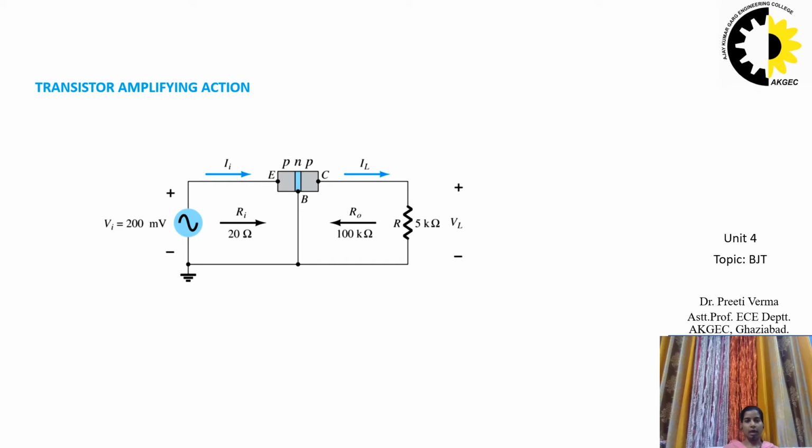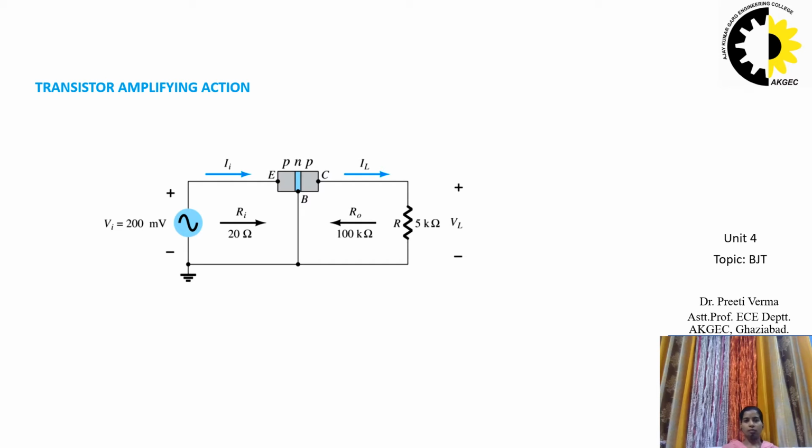Using a common value of 20 ohm for input resistance, we find that the current is the ratio of V by R. So input current will be V input by R input. V input we have 200 millivolts and R input is 20 ohm. So we get an input current of 10 milliampere.